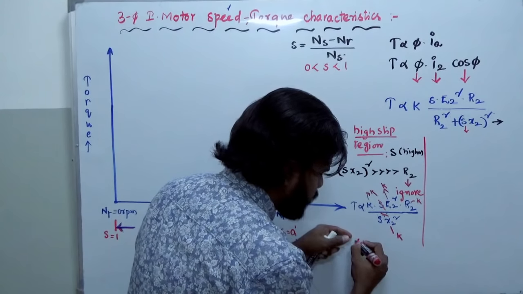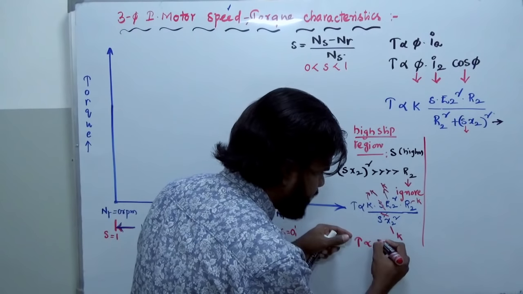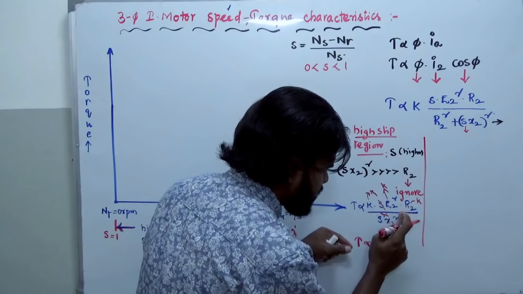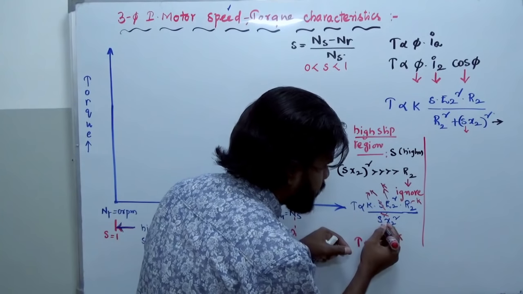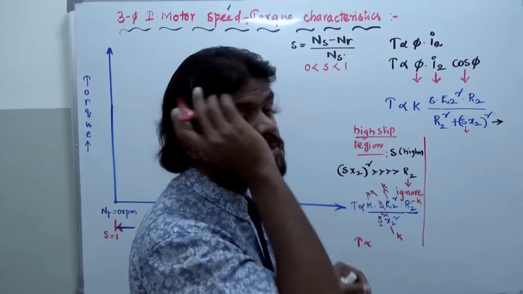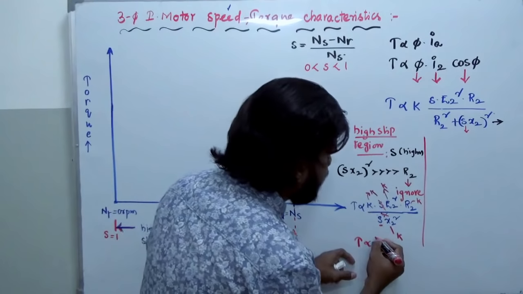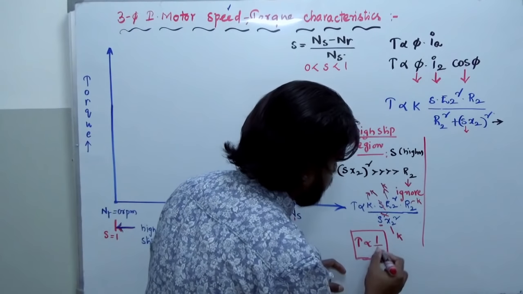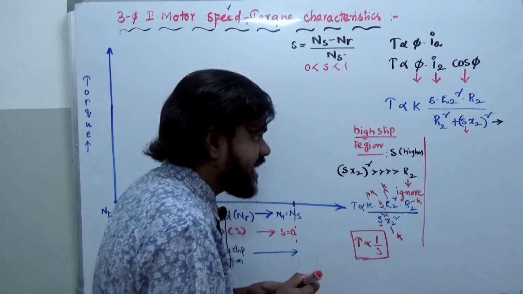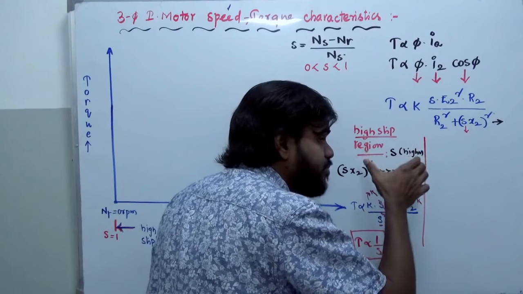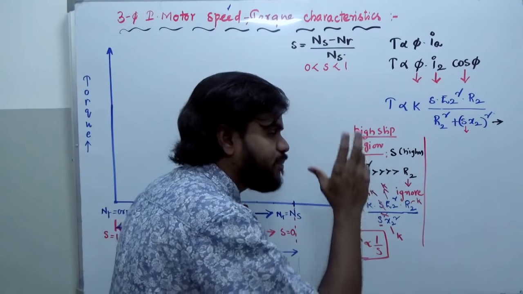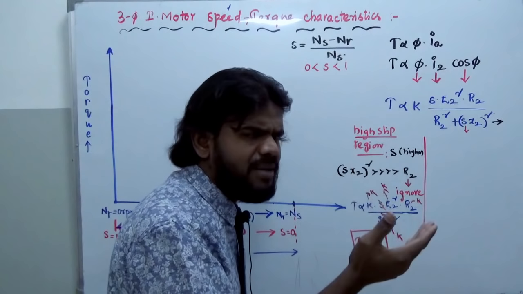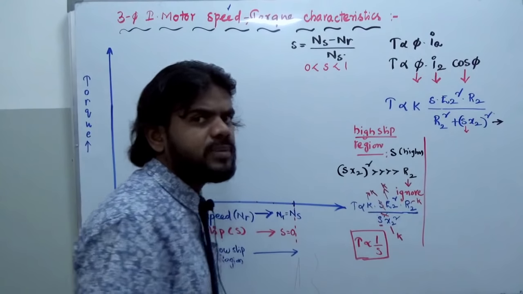Then what will happen? The final expression of torque. Now, the torque is proportional to what is left? All are constant. This is constant, this is constant, this is also constant, but this is not constant. Slip always changes with respect to the load, my dear. So what you'll find here? It is proportional to 1 by S. So during high slip region, torque is proportional to 1 by S. I mean, torque is inversely proportional to the slip.